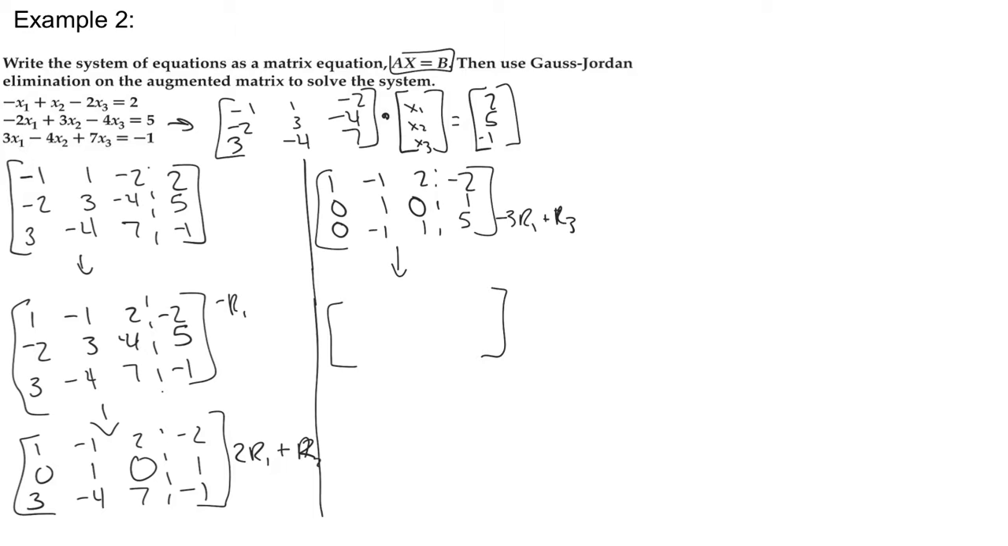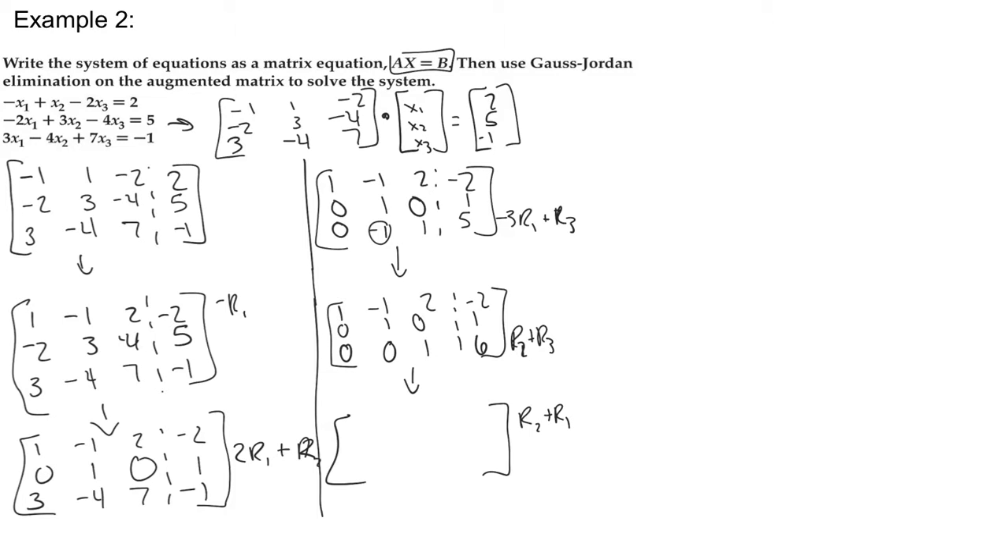Now I need to, let's see, I'm going to do row 2 plus row 3 to get rid of that -1 in row 3. So 1, -1, 2, -2, 0, 1, 0, 1, which is nice that row 2 is completely done. It simplified in that first step for us. Okay, so that gives us 0, 0, 1, and 6. So it looks like rows 2 and 3 are completely finished. We just need to work with row 1 now. So I'm going to do row 2 plus row 1 to make that go away.